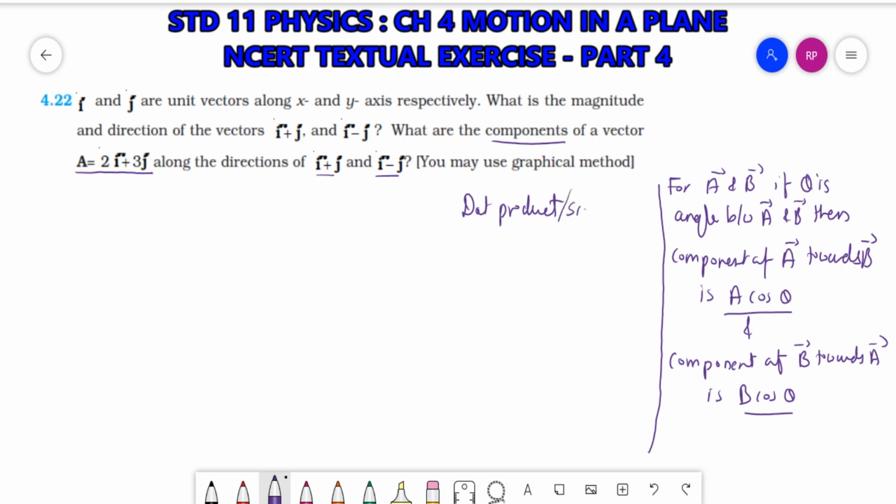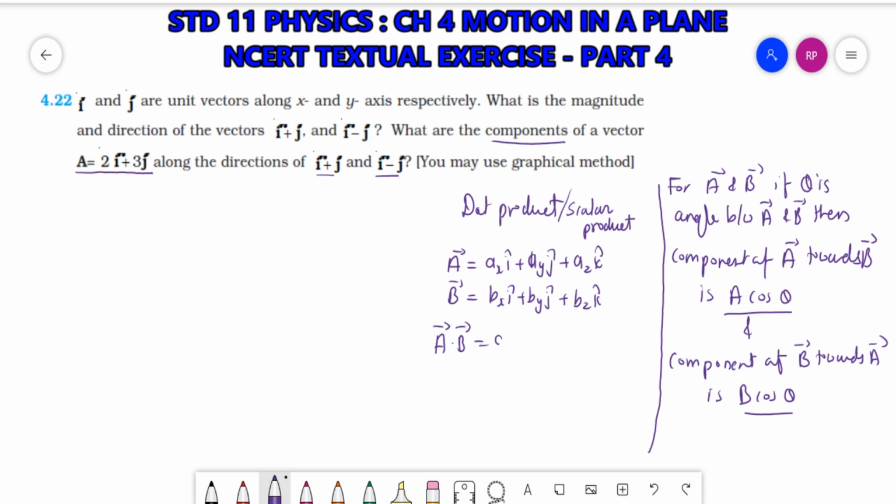Or you can also say scalar product. This we will study in detail in chapter number 6 of the NCERT textbook, that is for work, energy and power. If vector A is equal to AX i plus AY j plus AZ k, and vector B is equal to BX i plus BY j plus BZ k, then A dot B is called the dot product.